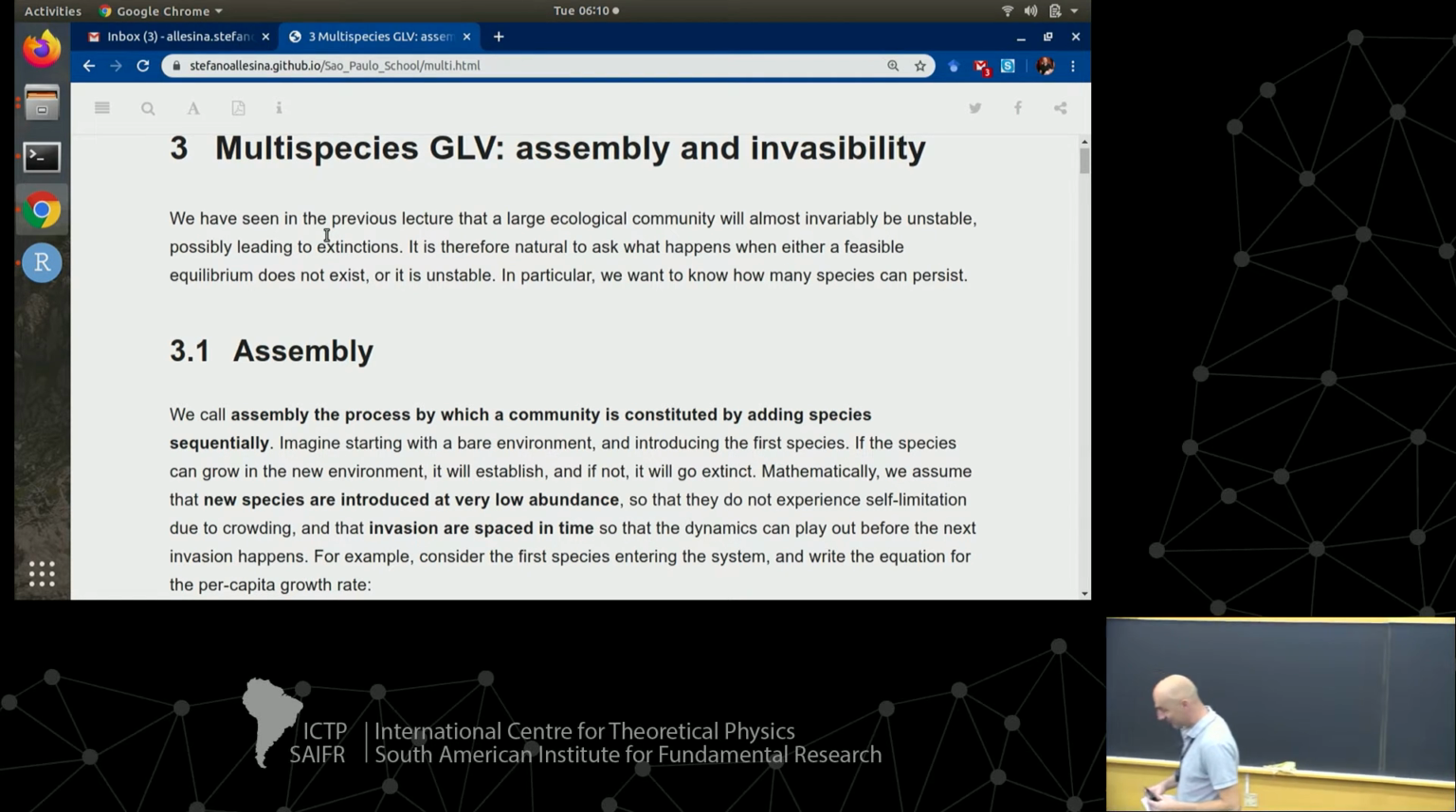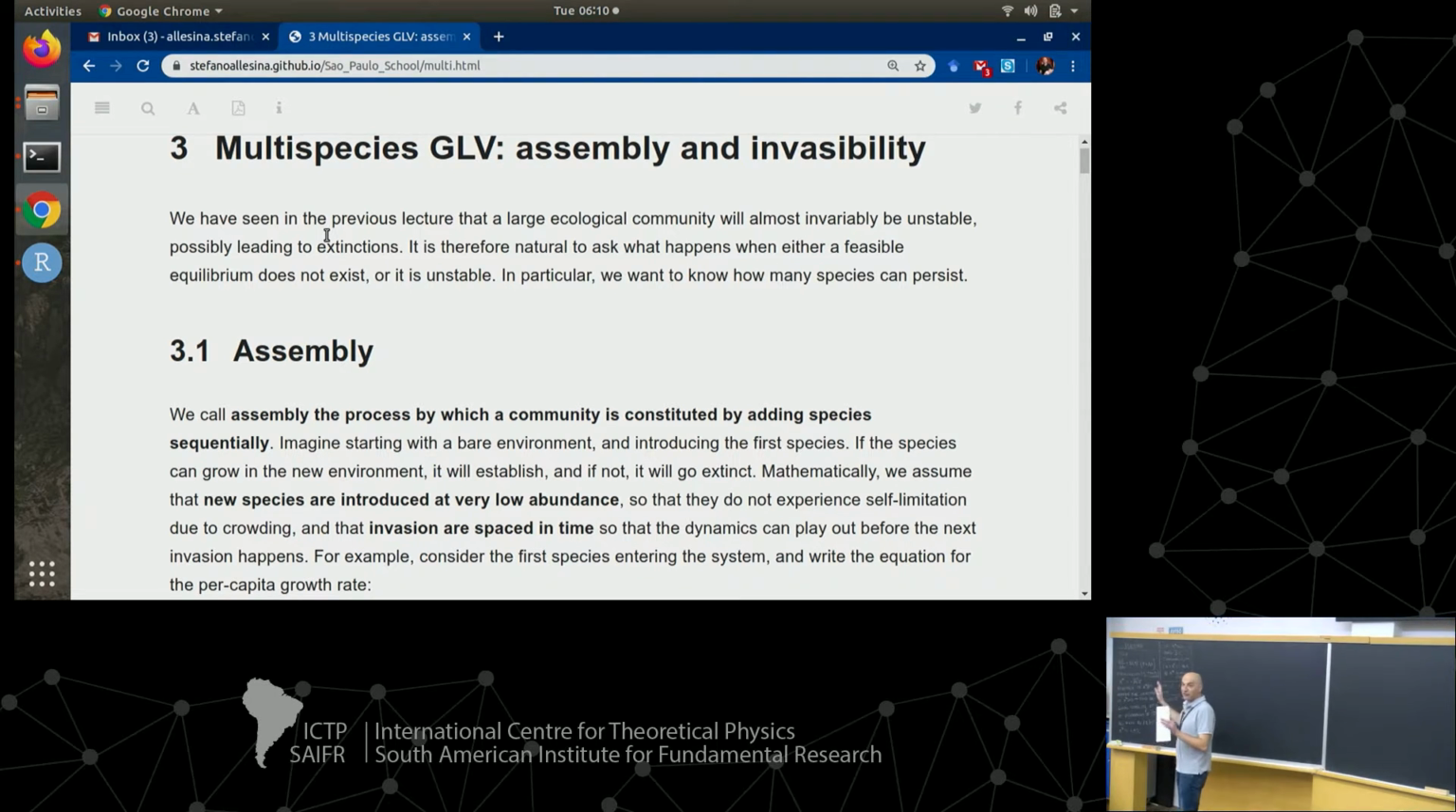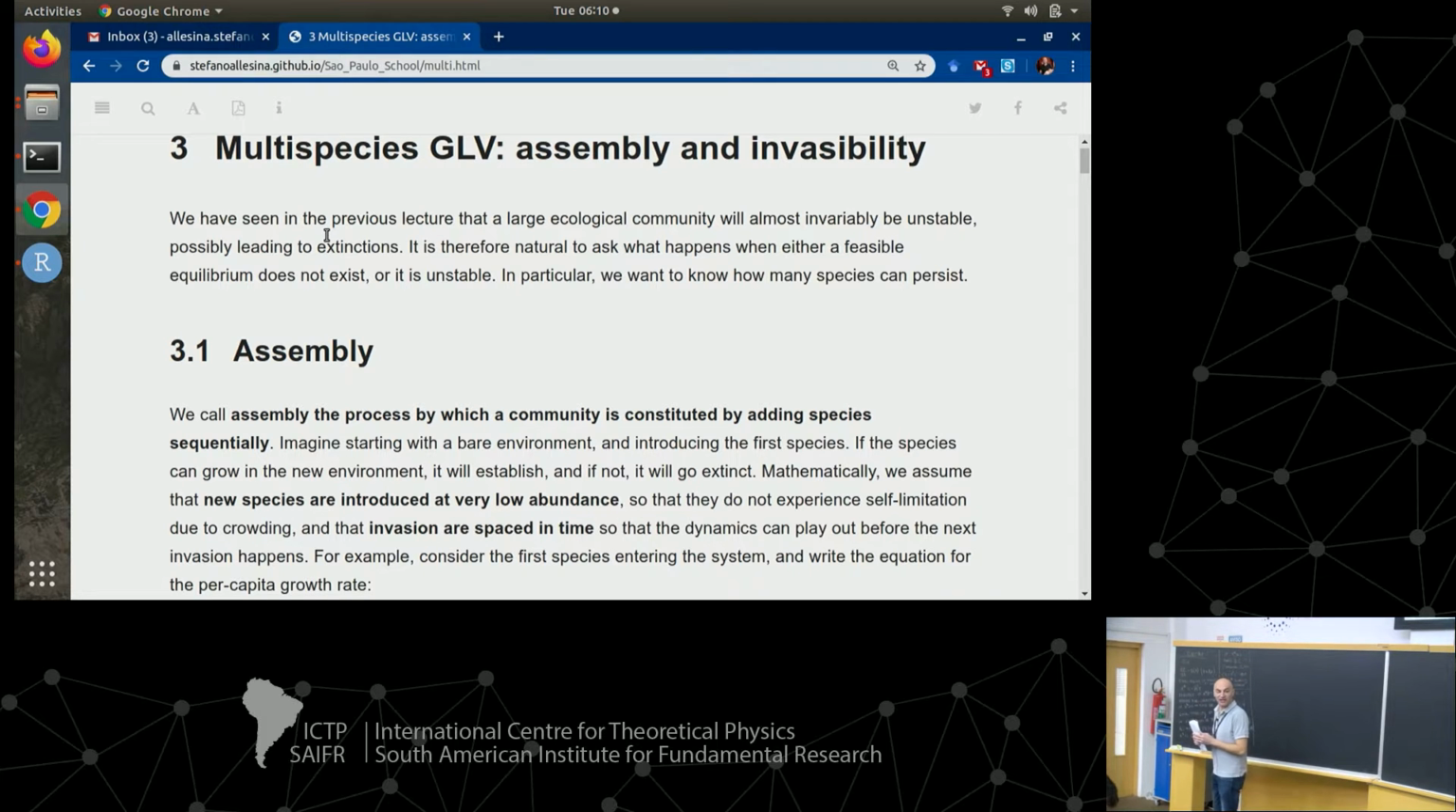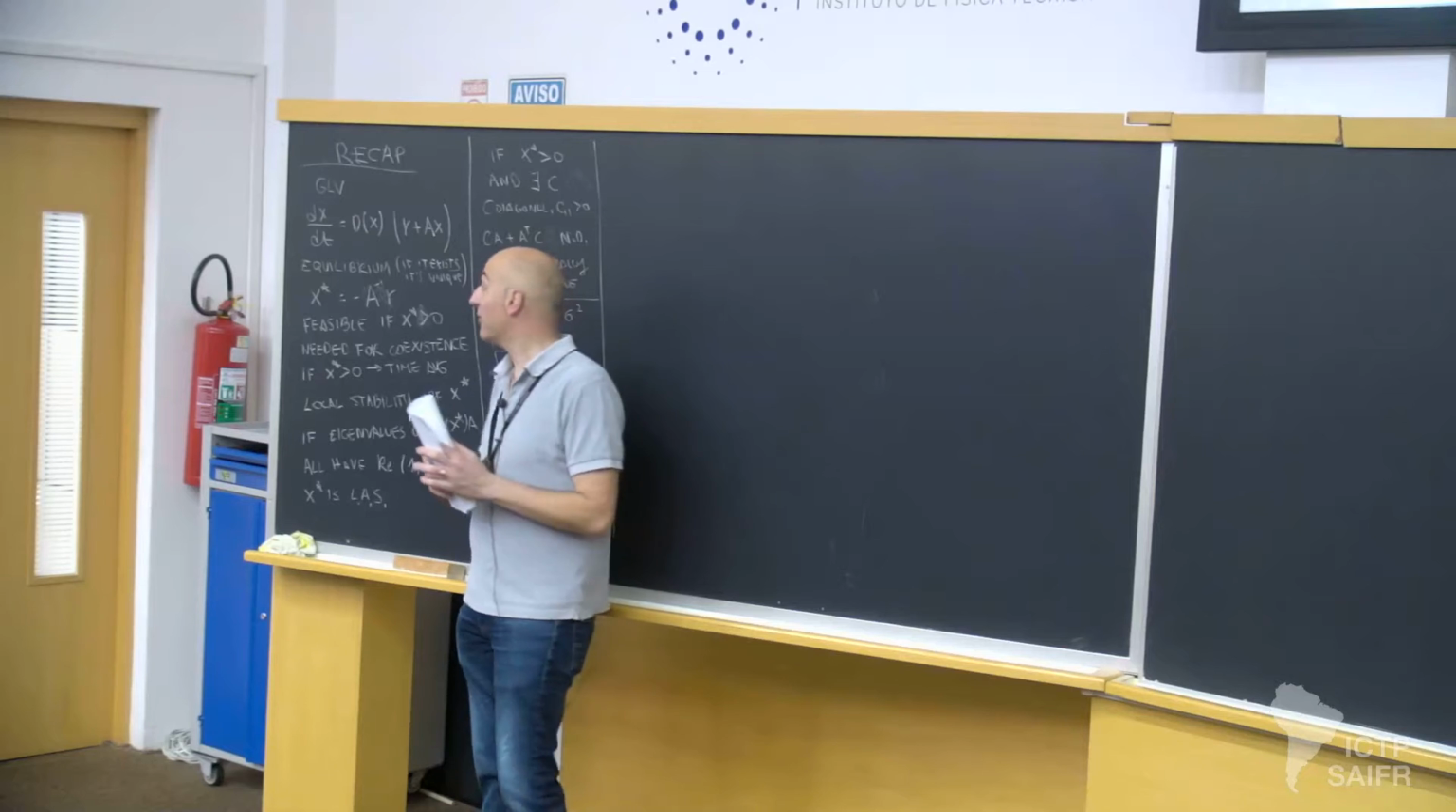All right, thank you. Good morning. So I thought that yesterday we covered a lot of ground, so that we would have a little recap before we move on with more Lotka-Volterra. So just like previously on a tour of the generalized Lotka-Volterra model, we've seen a few things.